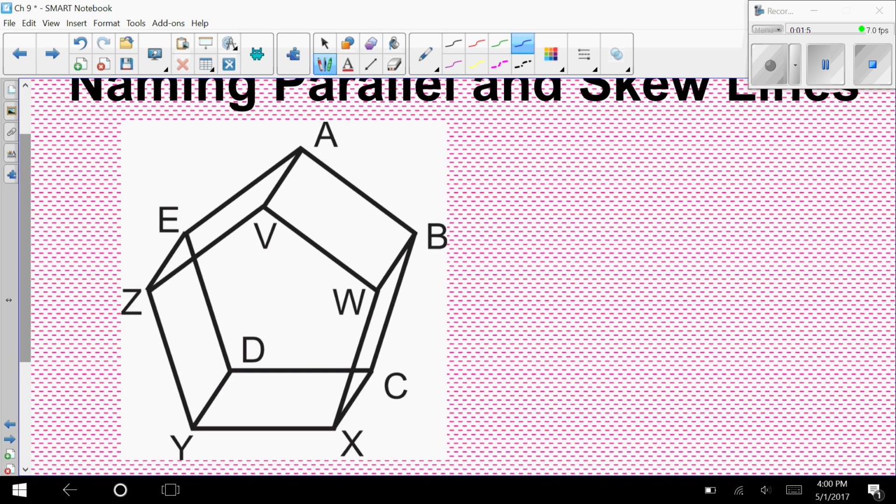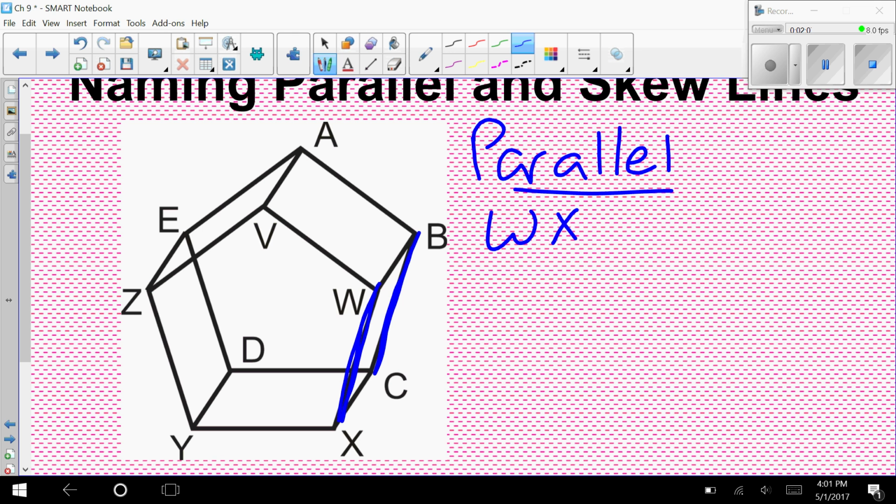So, you might see various pieces of parallel and skew, but one example of parallel lines would be WX and BC. Notice that they lie in the same plane because they're on the same face. So WX is parallel to BC.